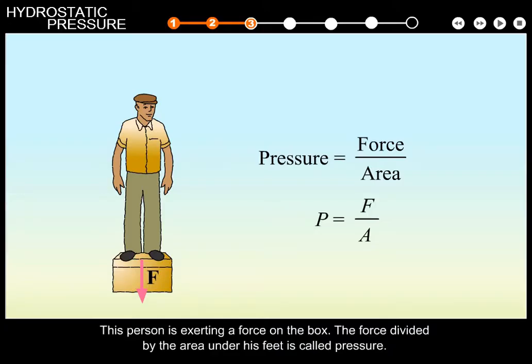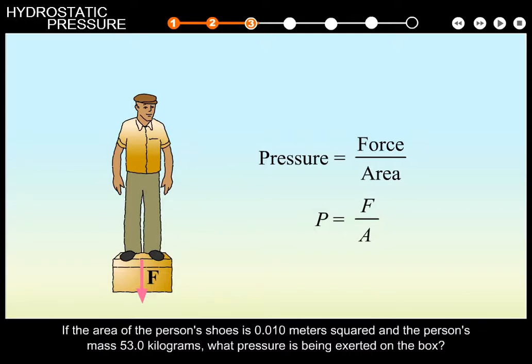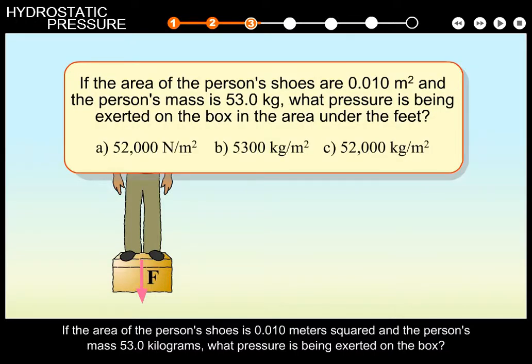This person is exerting a force on the box. The force divided by the area under his feet is called pressure. In this case, the pressure is the person's weight, in newtons, divided by the area covered by his feet, in square meters. If the area of the person's shoes is 0.01 meters squared, and the person's mass is 53 kilograms, what pressure is being exerted on the box? Try again. Correct.